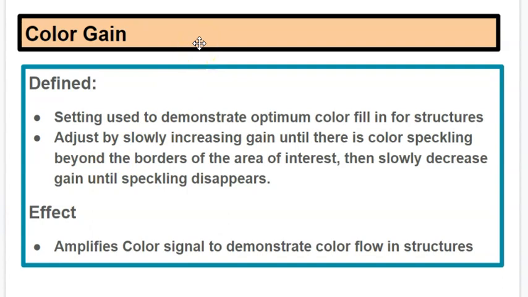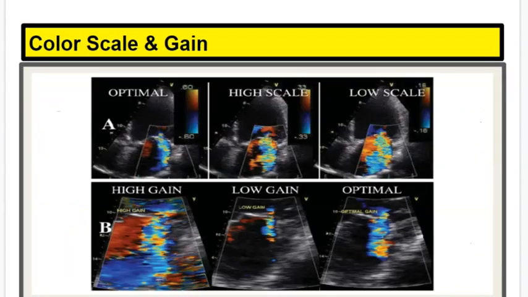We talked about our color gain button. We demonstrated that after the class. This allows us to demonstrate optimal color flow for the structures we're evaluating. We talked about increasing our gain till we see that overgained scattering that goes on, and we bring it back down just below that, so we should be at the proper gain when we do that, till the speckling disappears. So it amplifies the color signal to demonstrate color flow in the structures we are evaluating.